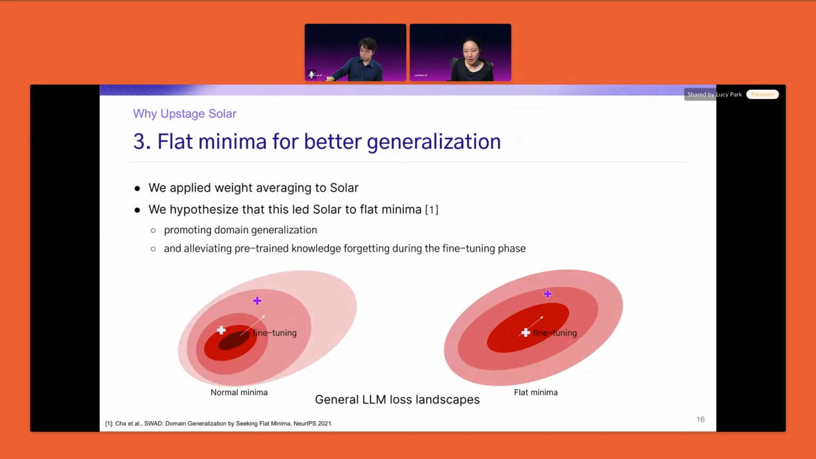The third hypothesis that we have regards the optimization. We conjecture that Solar has been optimized to a flat minima due to weight averaging. We think this promotes better domain generalization and alleviates knowledge forgetting during the fine-tuning phase.